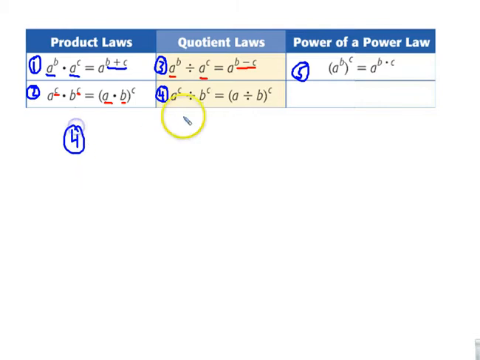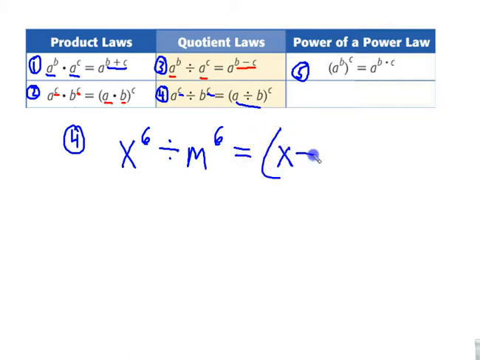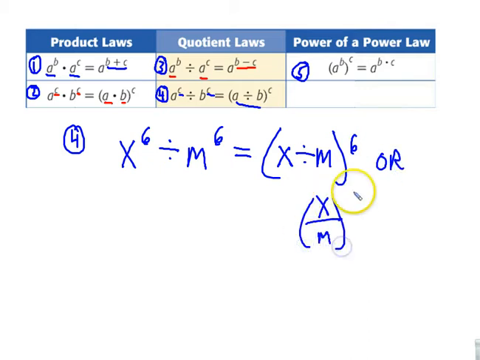Number 4. Exponents are now the same. We divide the bases. So if I have x to the 6th divided by m to the 6th, that would be x divided by m to the 6th. Or I could write it as x over m to the power of 6.